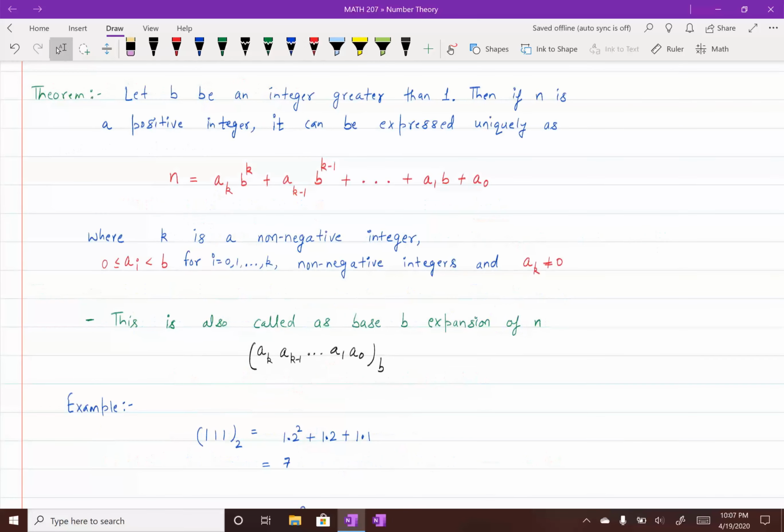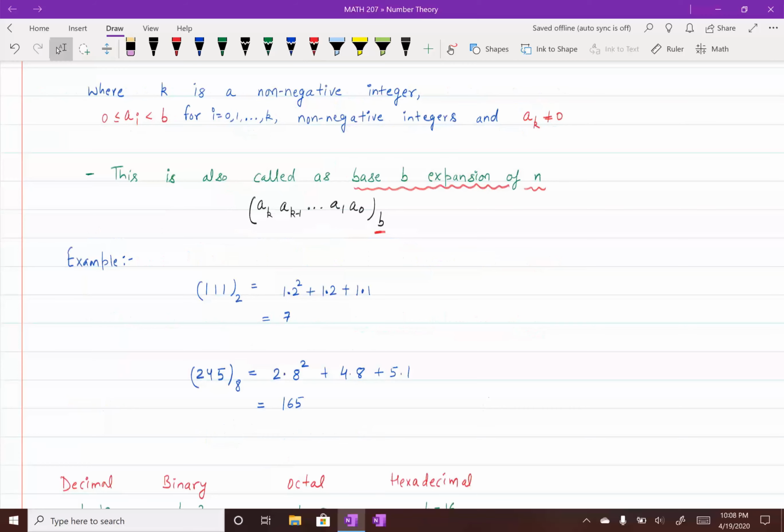The representation of n as given in this theorem, where n is written as a linear combination of the powers of b using the coefficients a_i, where each a_i is a non-negative integer with a value less than the base value, is called the base b expansion of n. In short, you can collect all those coefficients and put them inside brackets, and with the base b, this is the short form representation of the base b expansion of an integer n.